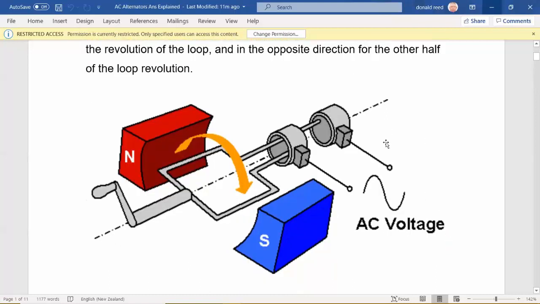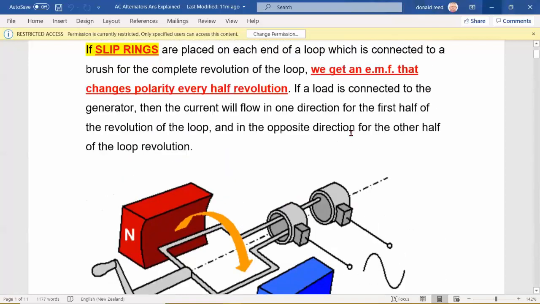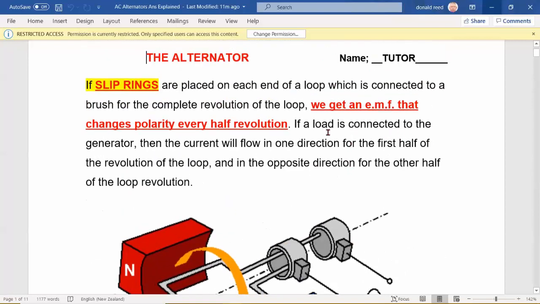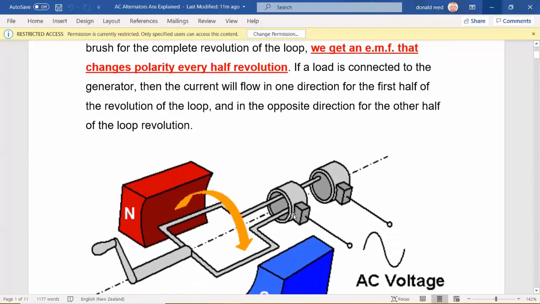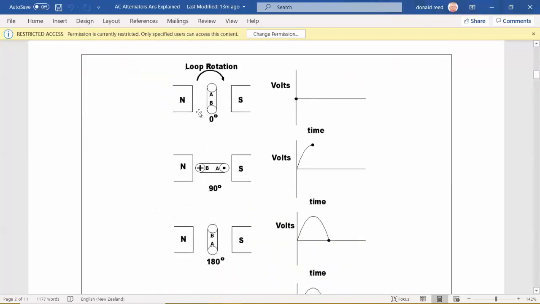The alternator. We can see, in this case, it's hand turned, going in the same direction, and we have our two slip rings with the brushes. So we get an EMF that changes polarity every half revolution. So as I was saying just now, we rotate that coil.